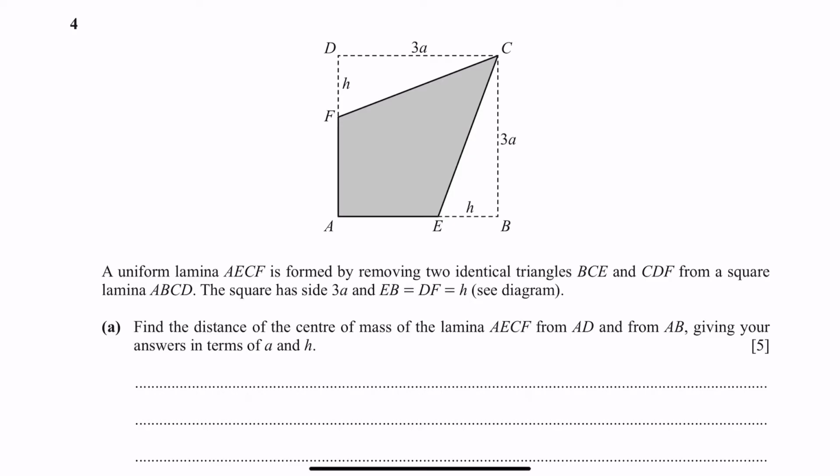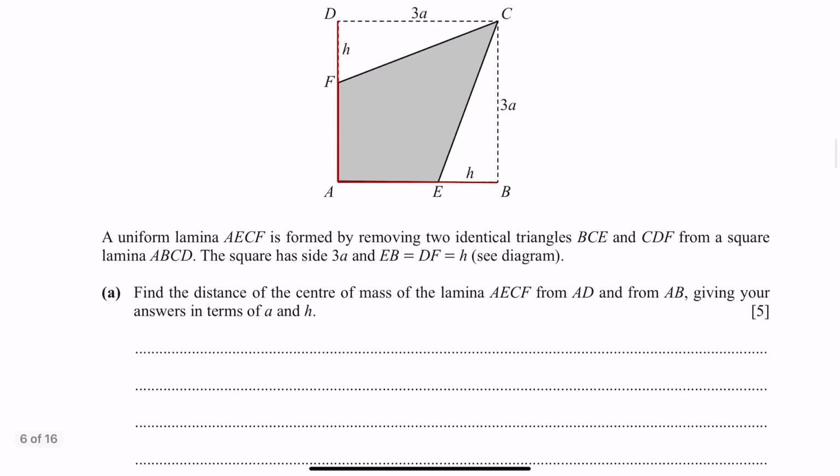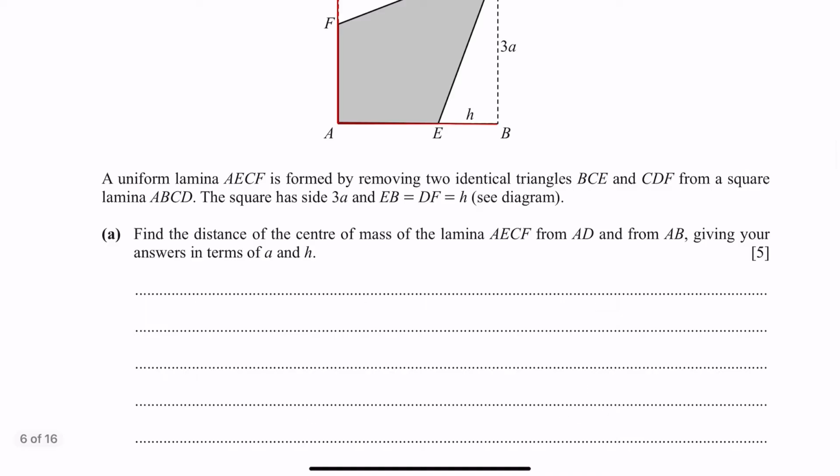Question 4. We have a uniform lamina AECF. It's formed by removing the two identical triangles BCE and CDF from a square lamina ABCD. The square has side 3a and EB equals DF equals h. So we need to find the distance of the center of mass of the lamina AECF from AD and from AB. So AD is this and AB is this, giving our answers in terms of a and h.